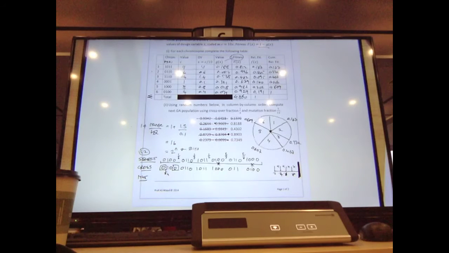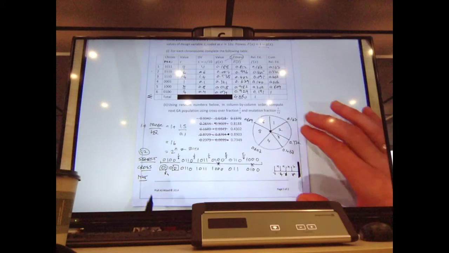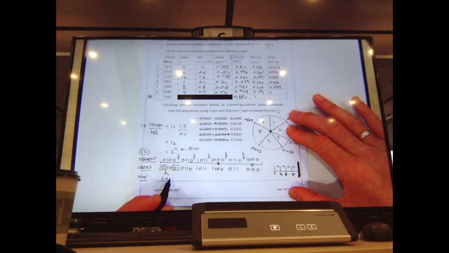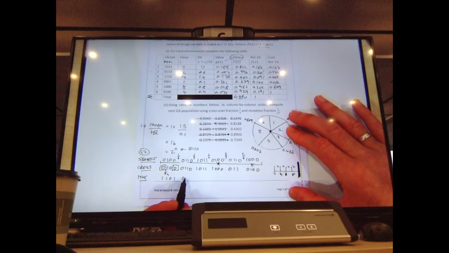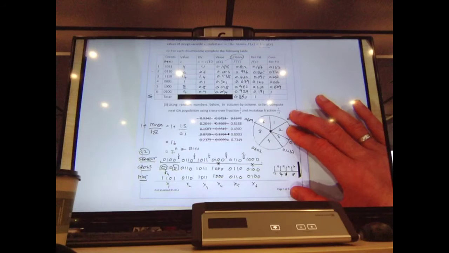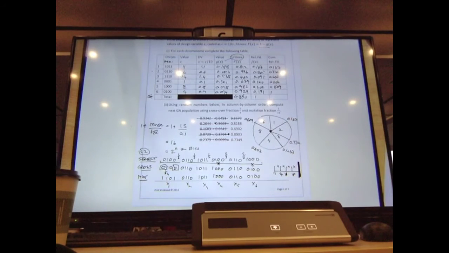So the two marked bits are marked for changing, so we end up with 1101, 0110, 1011, 1000, 0110, and 0100. And of course, each of those solutions will correspond to a value of the design variable. So you repeat the process.